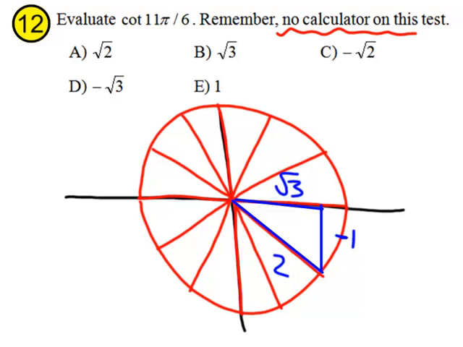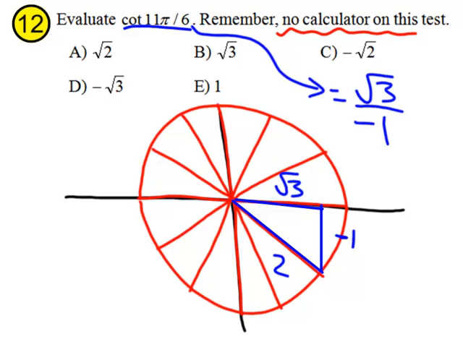All right, so we got the groundwork laid here, and if we want to evaluate cotangent, that would be adjacent over opposite. So root 3 over negative 1, adjacent over opposite, and that is equal to D.